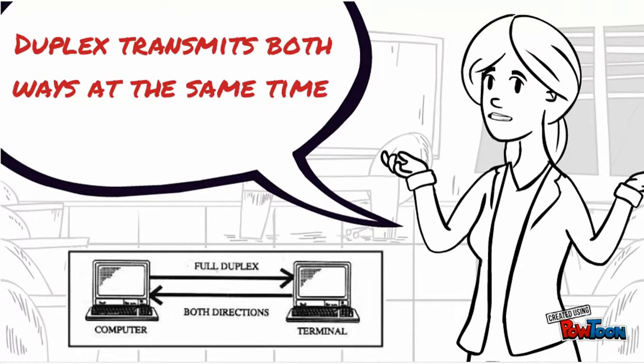Duplex transmits both ways at the same time. Duplex transmission can be seen everywhere, mostly when we talk on the phone. When we talk on the phone, we are able to send signals, which in this case is exchanging conversation on both ends at the same time. This is an efficient way of communication and lacks complications as compared to the other two.